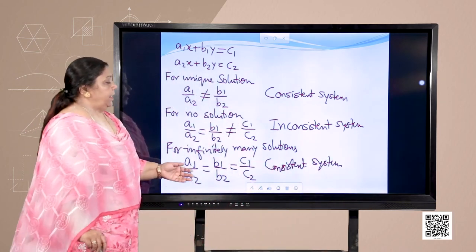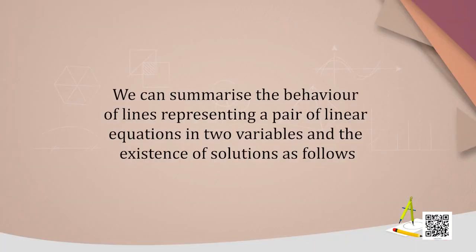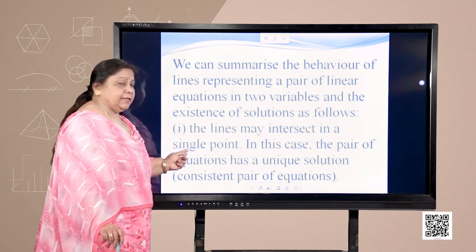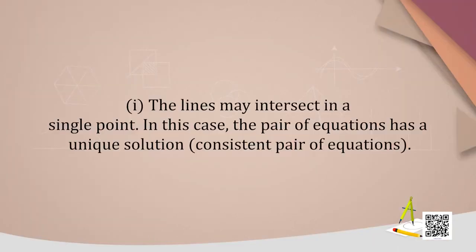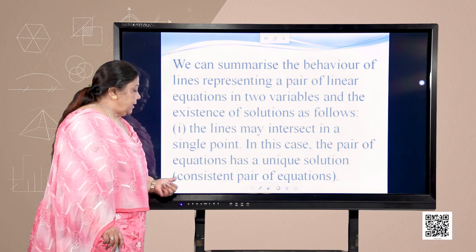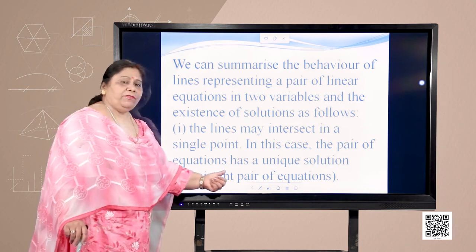So, now let us summarize. We can summarize the behavior of lines representing a pair of linear equations in two variables and the existence of solutions as follows. The lines may intersect in a single point. In this case, the pair of linear equations has a unique solution, as we just discussed, and is said to be a consistent pair of equations.